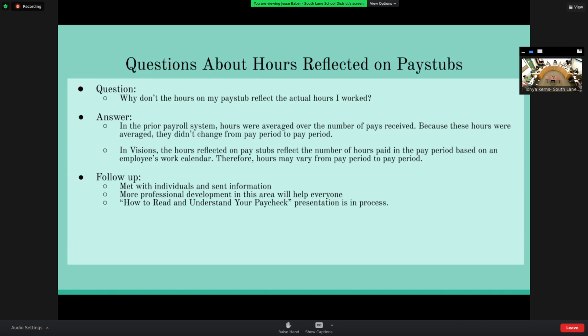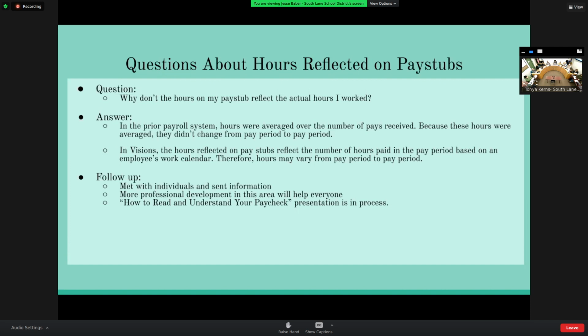Regarding hours reflected on pay stubs, the question was, why don't the hours on my pay stub reflect the actual hours I worked? Staff will look at the hours reflected on their pay stub and multiply that by their hourly rate, and it does not match their gross pay. That is correct. It does not match their gross pay.